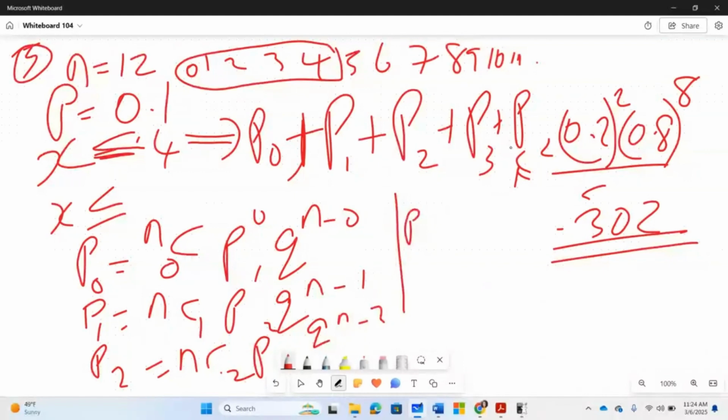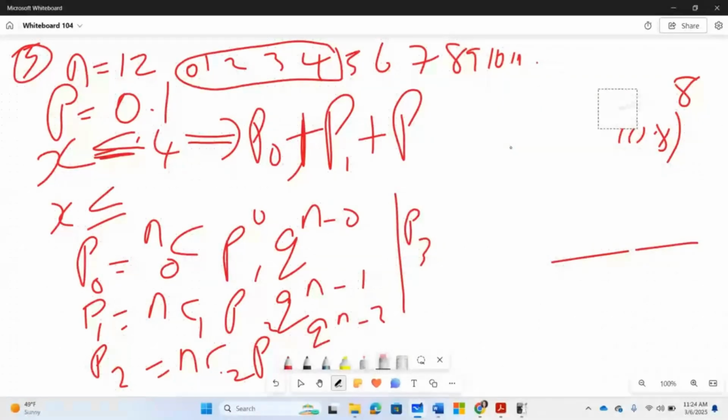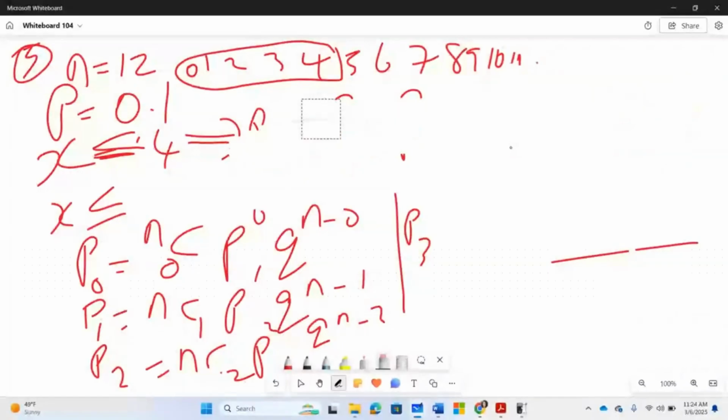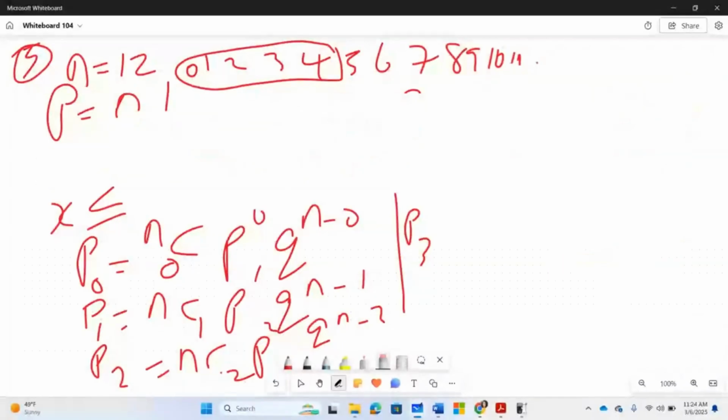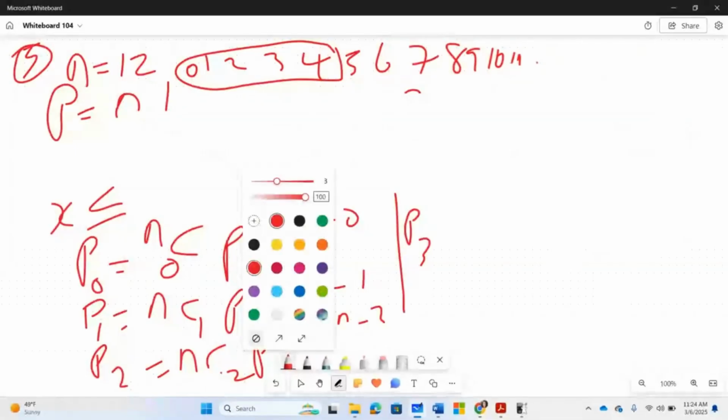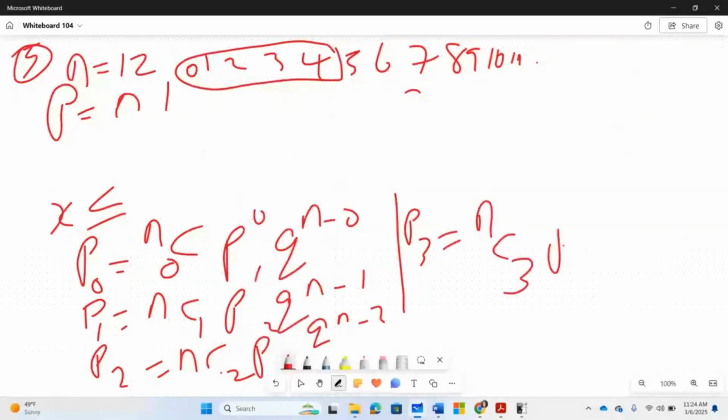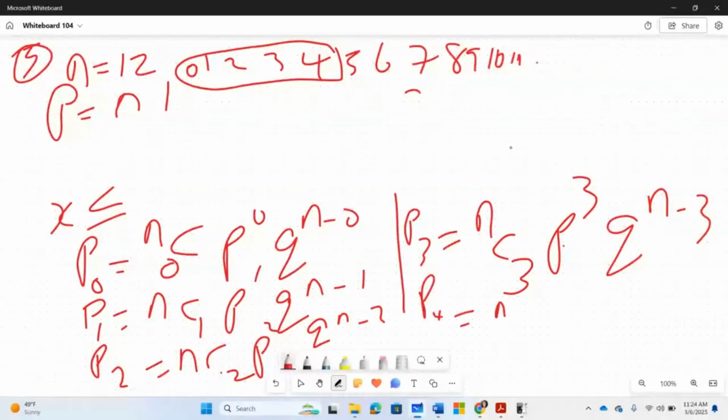I'm going to clear this. So P3 will be n combination 3, success to power 3, failure to power n minus 3. So you can do it individually. And the last one is P4. P4 is n combination 4, success to power 4, and failure to power n minus 4.